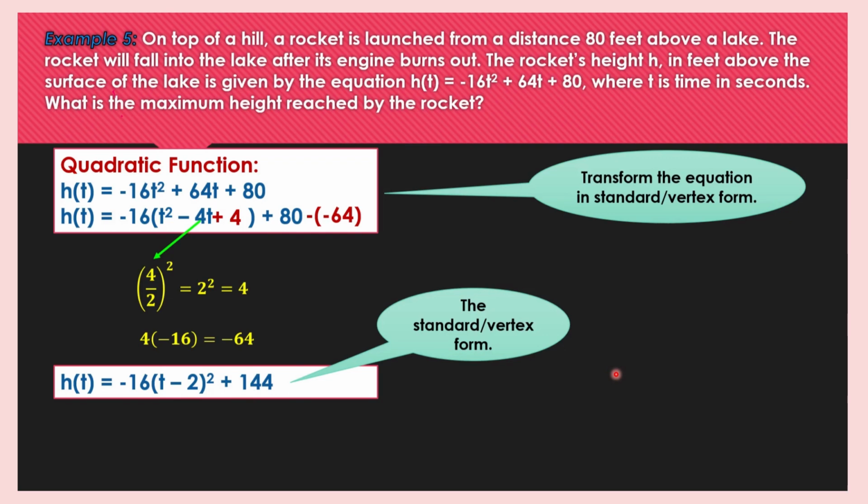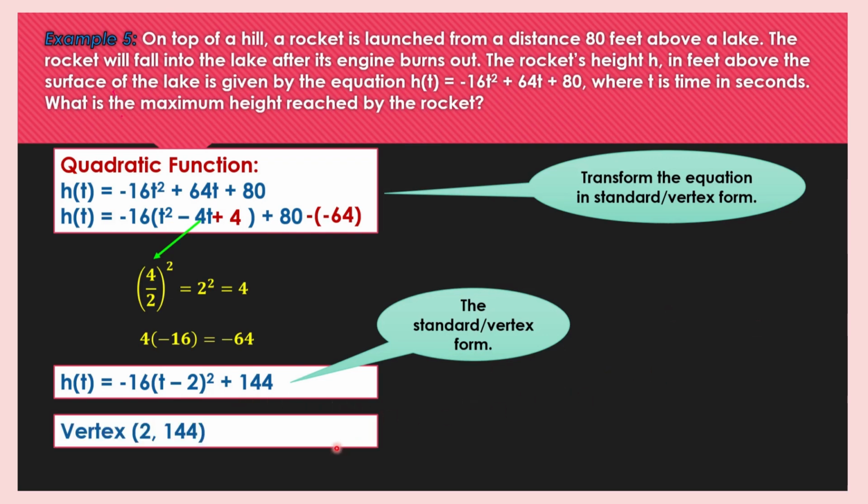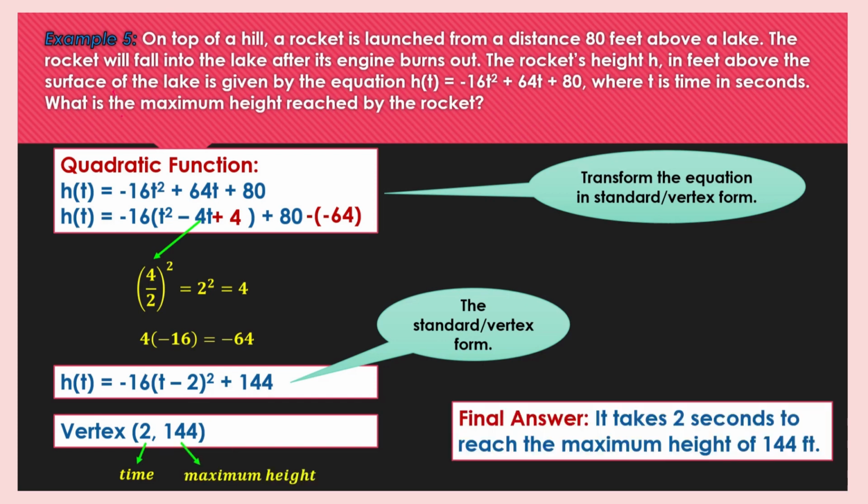This is already the standard or vertex form. So let's get the vertex. The vertex is (2, 144). It means that the 2 refers to the time, and the 144 is the maximum height. So it takes 2 seconds to reach the maximum height of 144 feet.